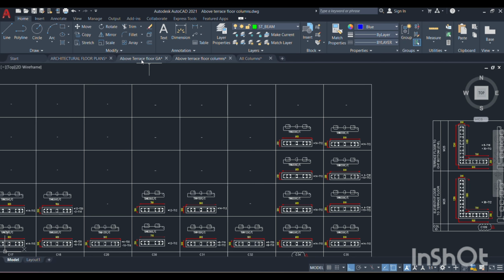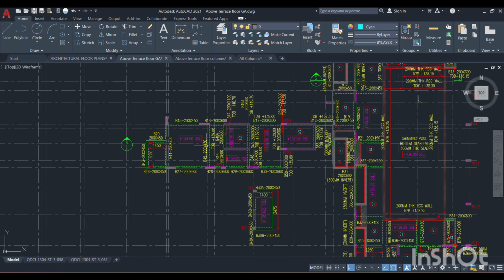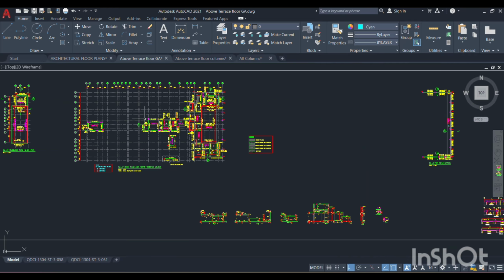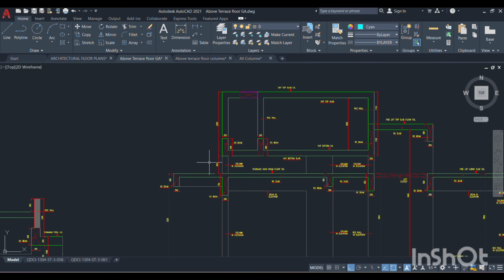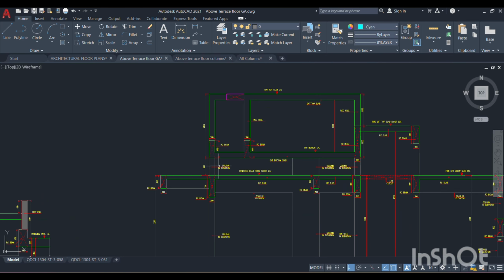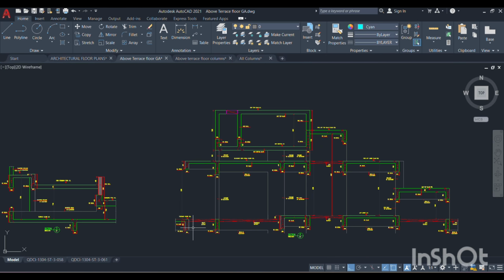So our OHT bottom slab level is how much? This is our OHT tank. If you see this section 4, you will get our OHT tank level. This is our overhead tank. This is our terrace floor level.